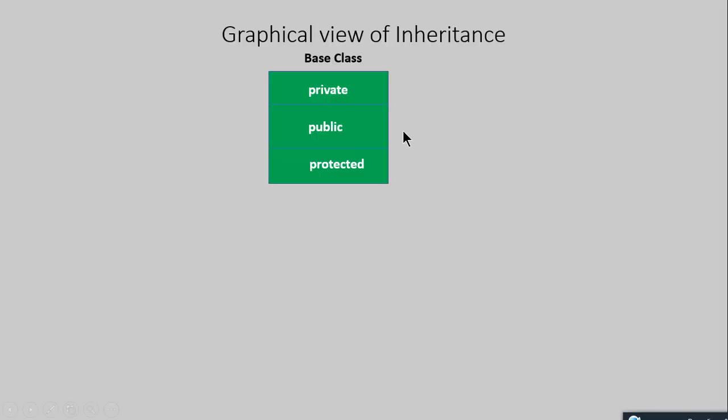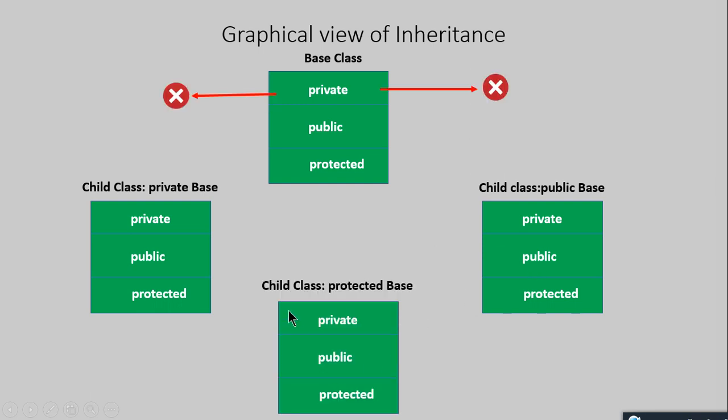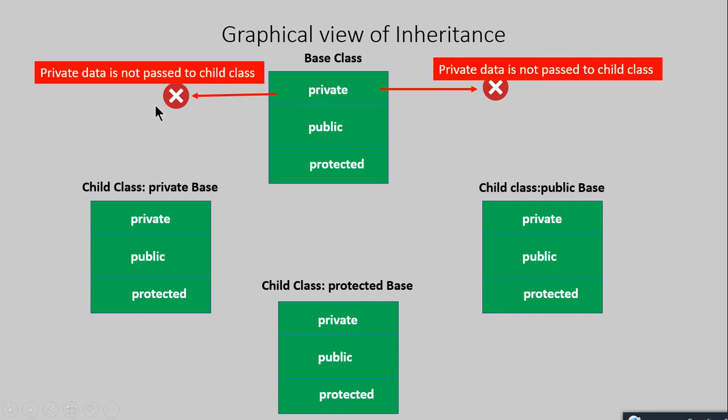So let me show you graphically how things will work. Let's say you have a base class and you have defined three accesses: private, public and protected. Then you are inheriting this class privately, publicly and protectedly. Irrespective of these keywords, the private members of the class cannot be passed to the child classes, as I have shown you in the program. If you implement the inheritance using the private keyword, then public and protected members of the base class are passed to the private access, which cannot be used by the objects of the child class.